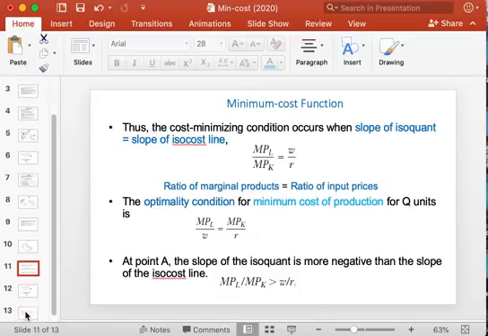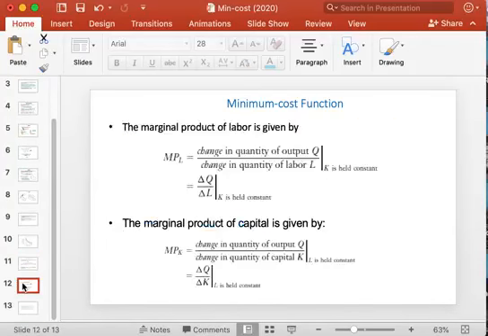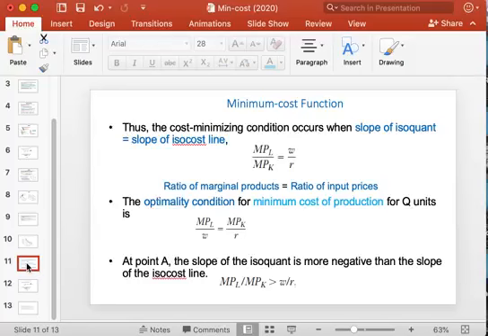So that is all regarding the minimum cost function. Thank you.